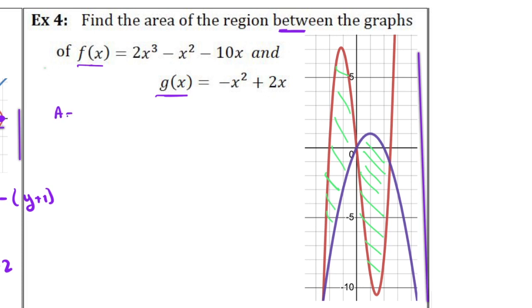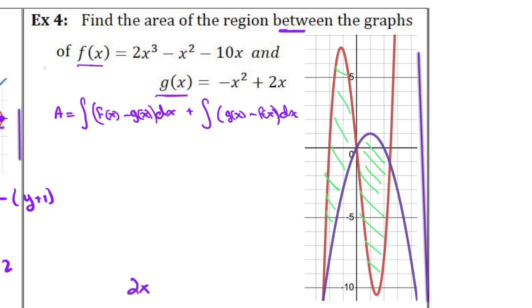First, we're going to write area equals the integral, I'll come up with my endpoints in a moment, of f of x minus g of x dx plus, and we want the integral, we want to do g of x first because that one's on top. So g of x minus f of x dx. All right, next we want to figure out where do these things intersect. So you take your 2x cubed minus x squared minus 10x. You set it equal to negative x squared plus 2x and figure out where these curves intersect.